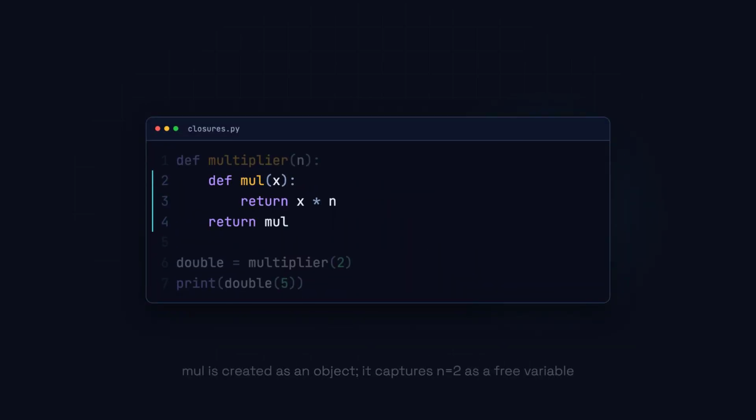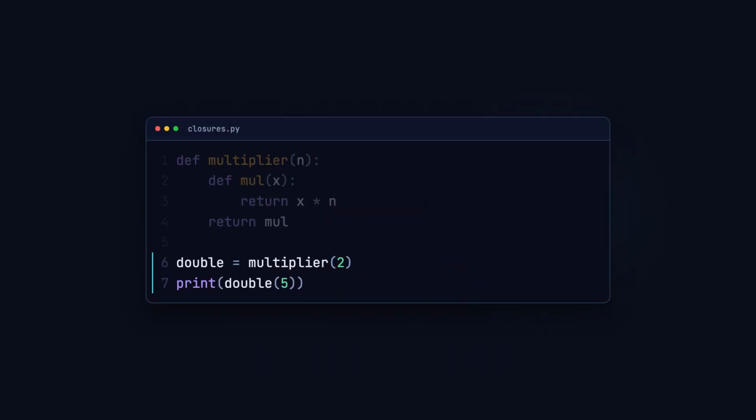Python now defines the inner function mul as an object. Crucially, mul captures n from the enclosing scope and holds on to it. Then multiplier returns mul and its own frame is gone. The name double now points to that mul function object, complete with its saved value of n equal to 2.